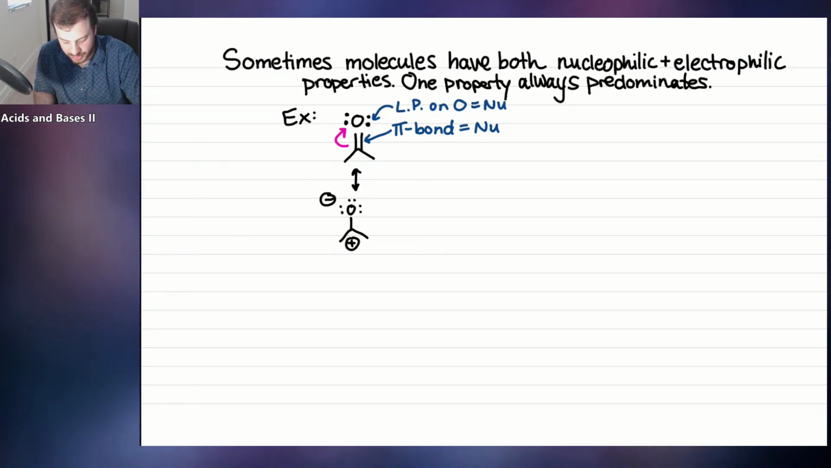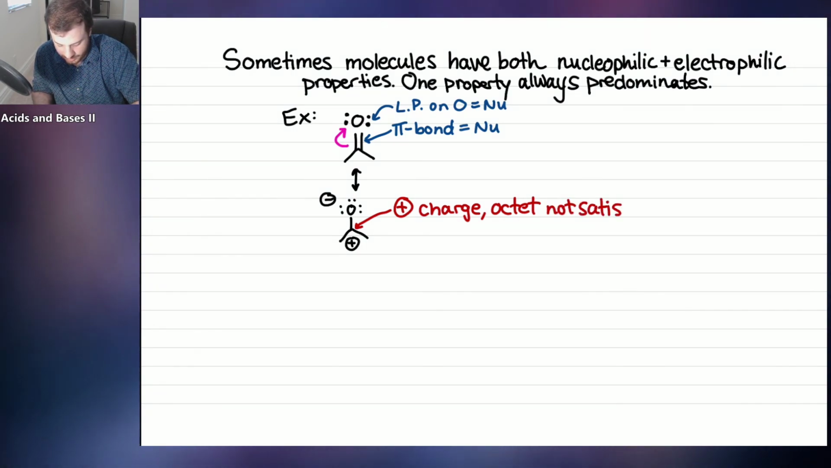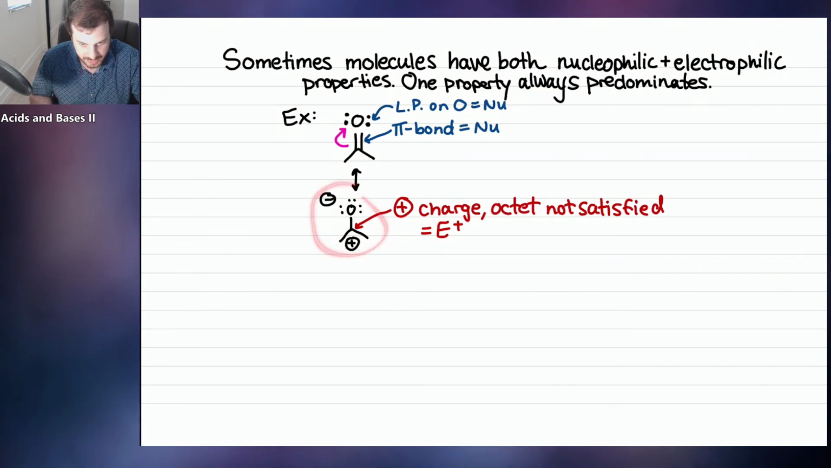And if you look in that resonance structure, you'll see we have an atom with less than 8 electrons. It's also a positive charge. So positive charge, octet not satisfied. That is electrophilic. Okay, so just to recap, in acetone, we have lone pairs that are nucleophilic. We have a pi bond that's nucleophilic. And then we have a resonance structure, even though it's not a very major resonance structure, that has a positive charge and an unsatisfied octet. And that is an electrophilic quality.